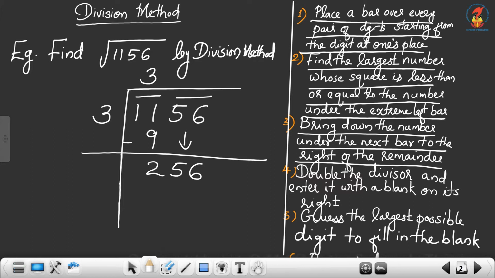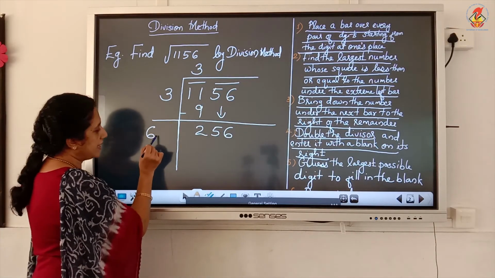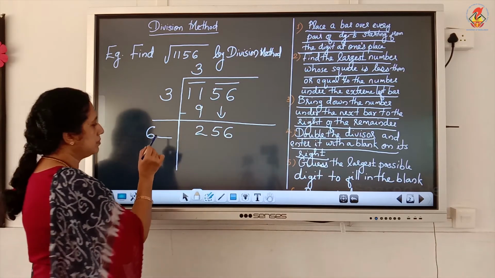Next step, double the divisor and enter it with a blank on its right. The first divisor is 3. Double of 3 is 6. Write 6 and enter it with a blank on its right. You have to draw a line.